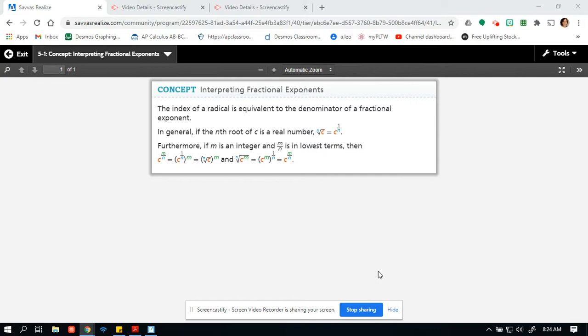So the index of a radical is equivalent to the denominator of a fractional exponent. In general, if the nth root of c is a real number, then the nth root of c equals c to the 1 over n. Furthermore, if m is an integer and m over n is in lowest terms, then you can rewrite it as follows: c to the m over n equals c to the 1 over n, to the m. Again, they're using this exponential property here.